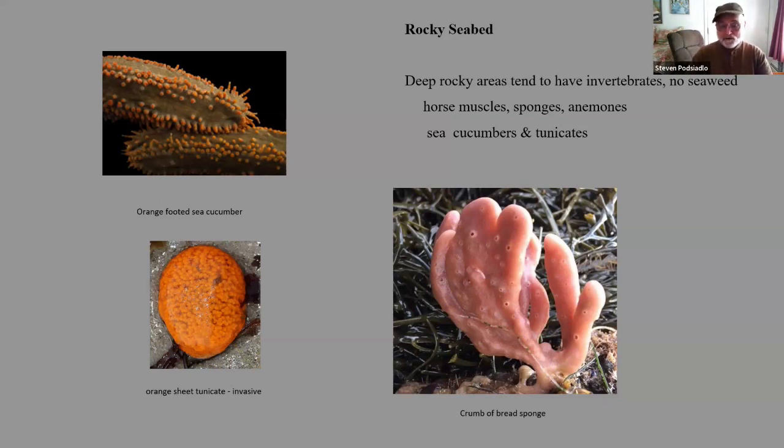They are found on various bottom types with some type of substrate. Sea cucumbers tend to avoid a muddy or silty type of bottom. They eat phytoplankton and organic detritus that comes down through the water column. Interestingly enough, fishermen refer to them as pickles, and many of you can see they kind of look that way. So some of the creatures you'd have there is obviously sea cucumbers. This is an orange sheet tunicate, which is considered invasive. And this is a crumb-of-bread sponge.